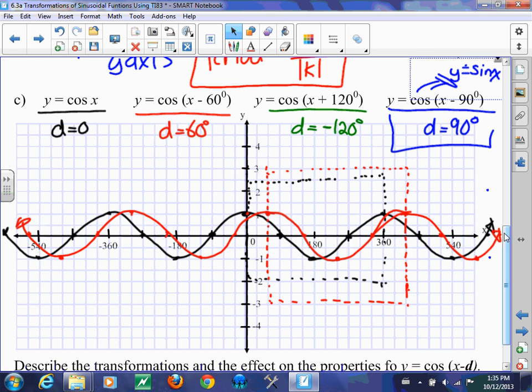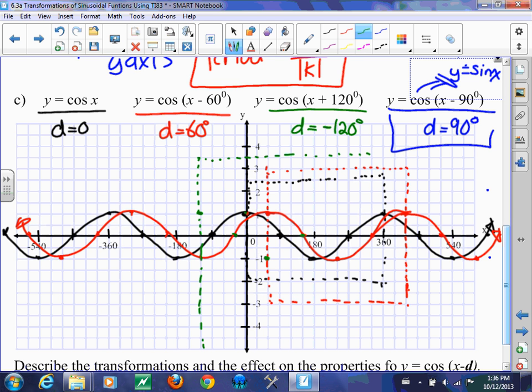Let's take a look at the next one. The green one. D equals negative 120. So instead of starting here, I've got to start 120 in the other direction. So that's 30, 60, 90, 120. So I'm starting here. This is where I'm going to start my box. And if I'm starting at that value, I'm going to be at my maximum. Then after my maximum, I'm going to be at my axis, and then my minimum, and then my axis.